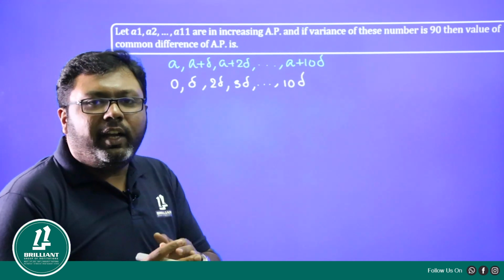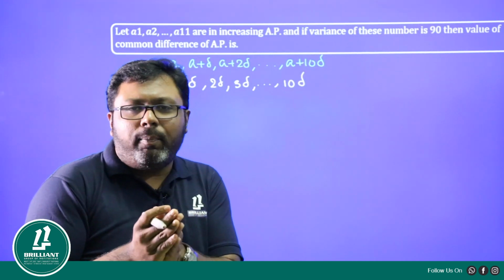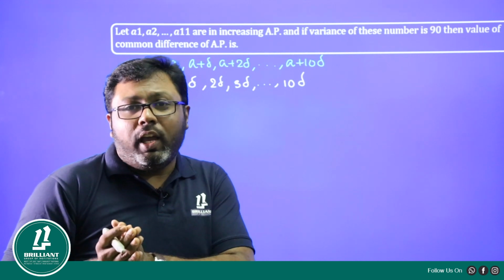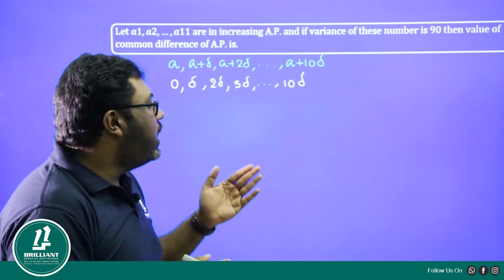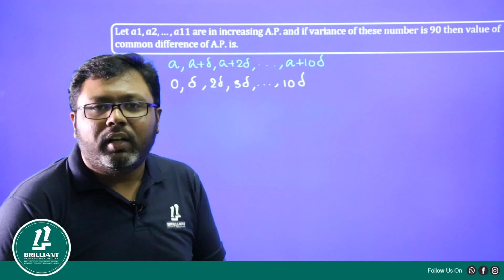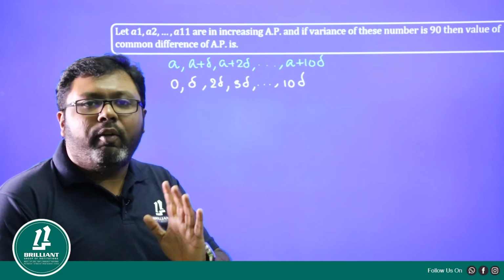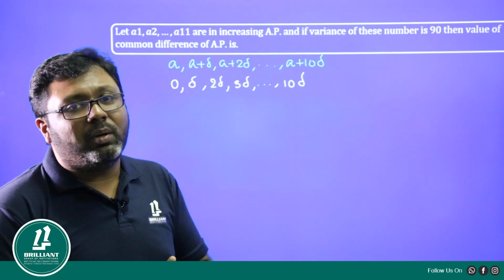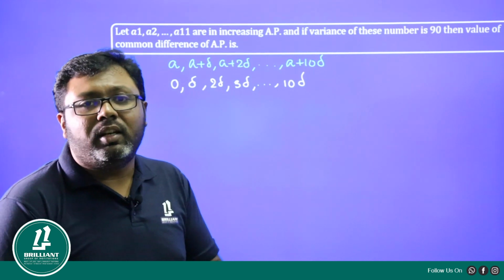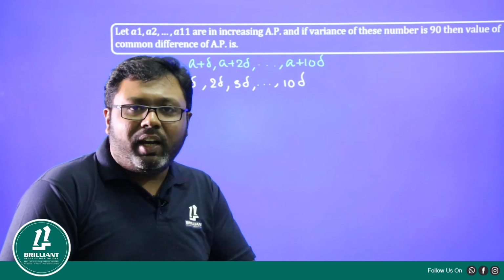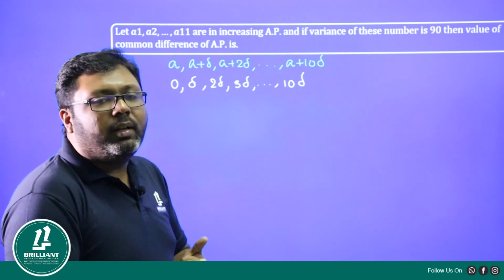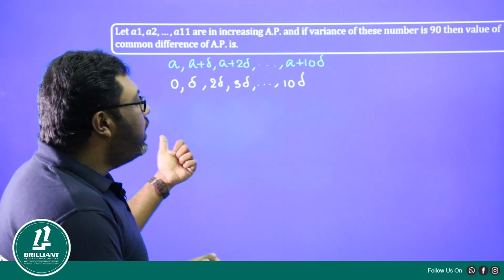Understand? Finding the variance of terms A plus D, A plus 2D, and so on up to A plus 10D is the same as finding the variance of what? Removing the A. If I remove A from all these terms, the first term becomes 0, the second term is D, the third term is 2D, the fourth term is 3D, and up to the 11th term, which is 10D. And the variance is what?